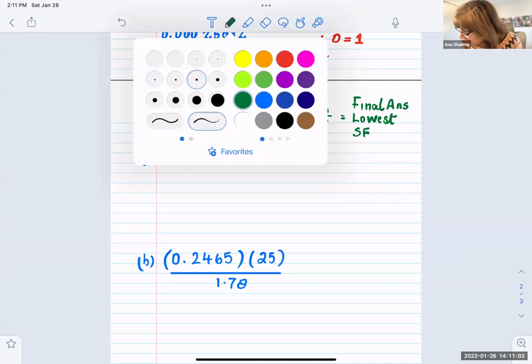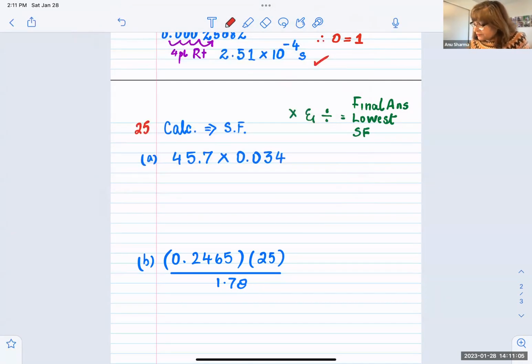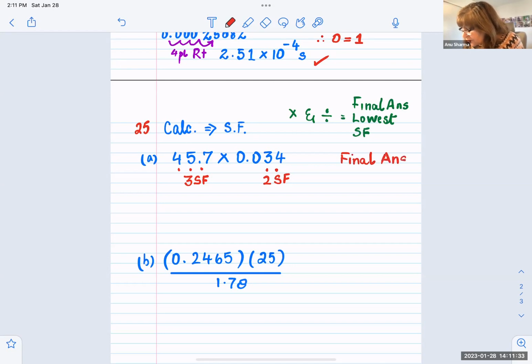Okay. So here, this is part A, 45.7 multiplied by 0.034. Here we have three significant figures, and 0.034 has only two significant figures, okay? So just by looking at the two and three significant figures in the computation, your final answer should only have two significant figures. So let's do the multiplication.